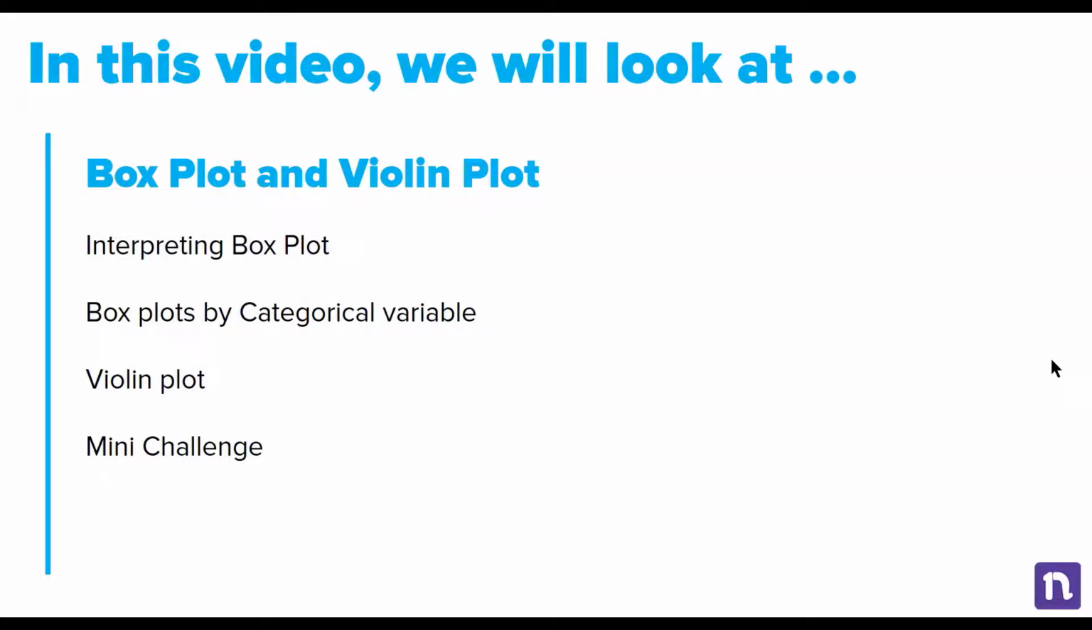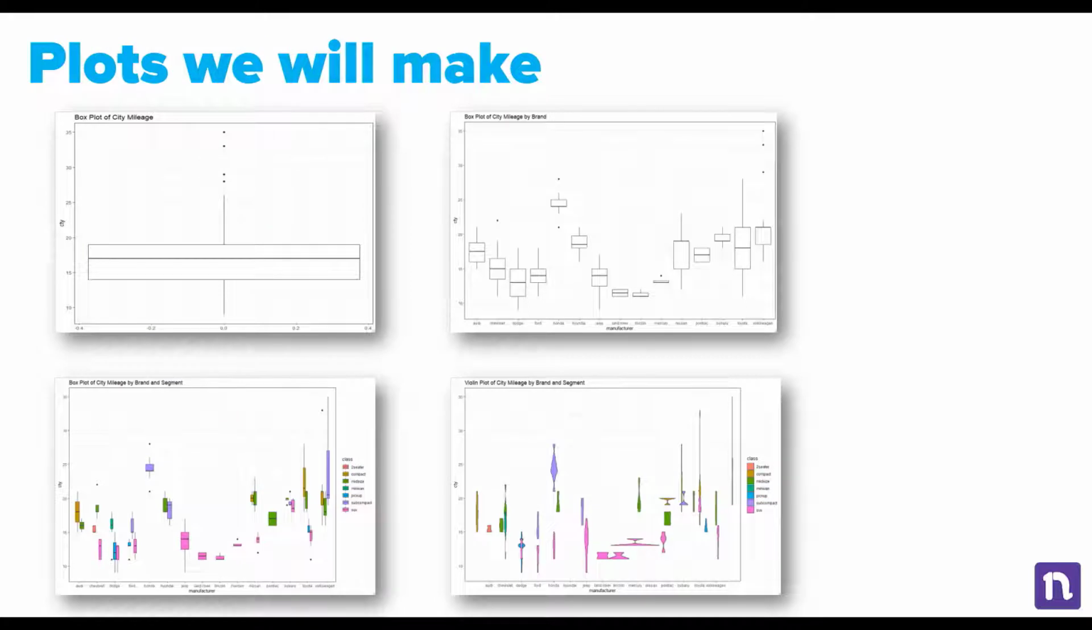A box plot is used to understand the spread of a variable. It reveals the median, 25th quantile, 75th quantile, and any outlier points that are present in that particular variable. In this one, we will make box plots, violin plots, and see how to create these plots based on another categorical column in your dataset. By the end of this video, you would have created plots that look like this.